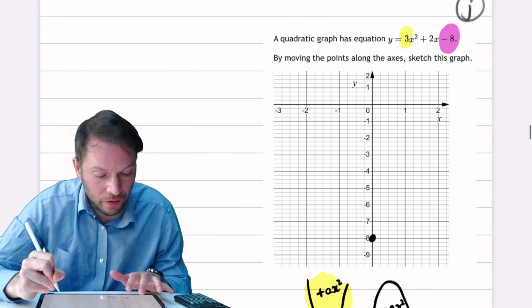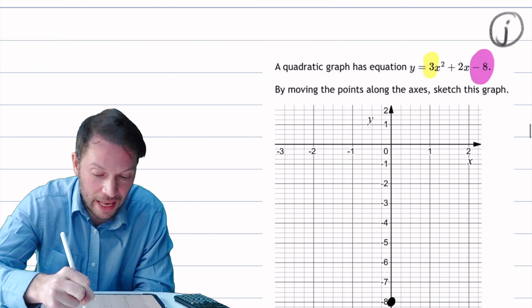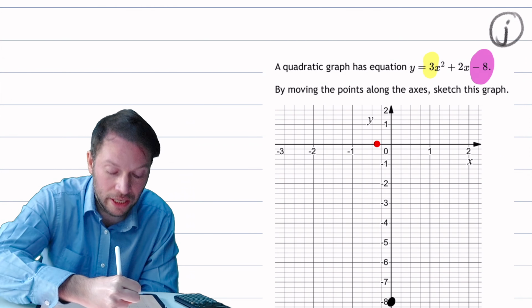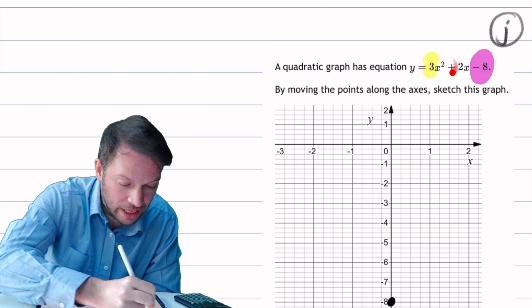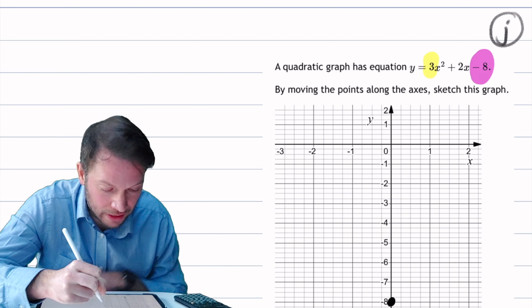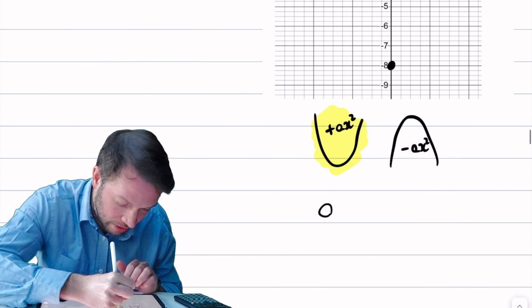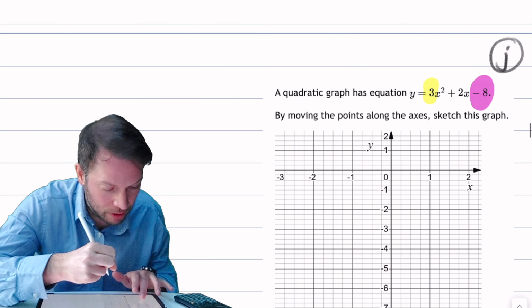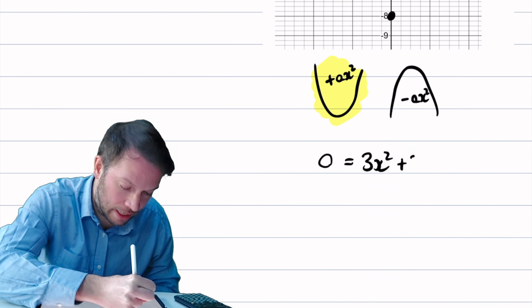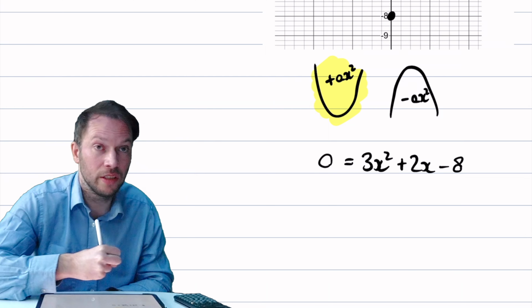And then to find where the graph cuts the x-axis, well, at any point on the x-axis, the y value is 0. So in this equation here, we need to substitute that y for 0. So let's do that. y is 0, so 0 equals 3x squared plus 2x minus 8. So we've got that, and we need to solve this equation.